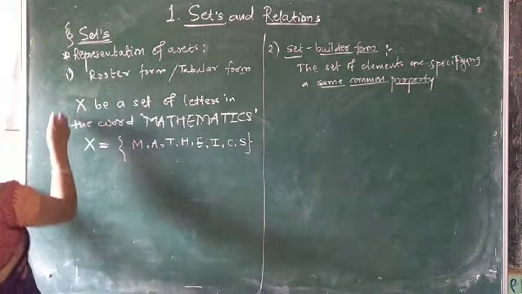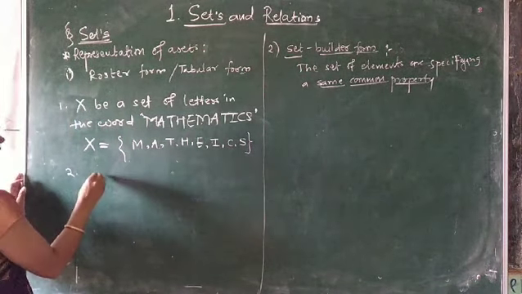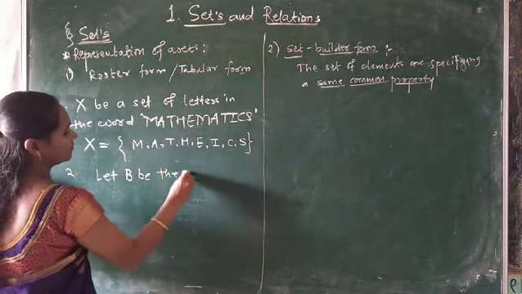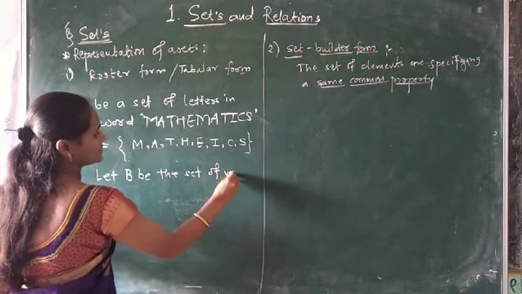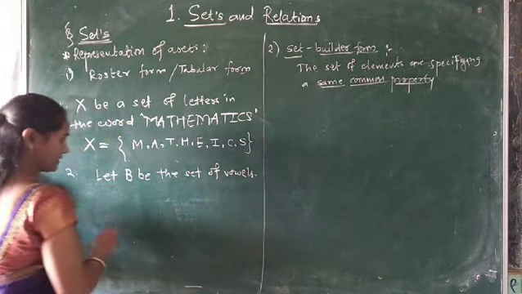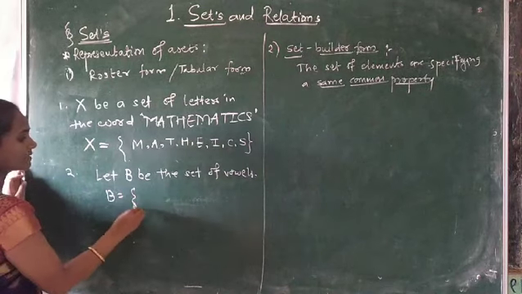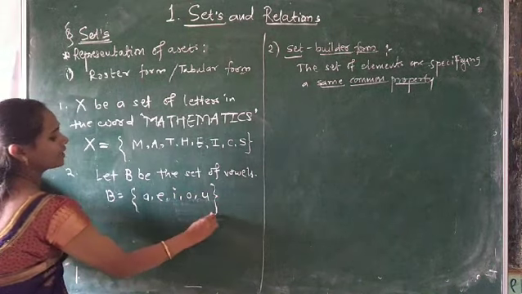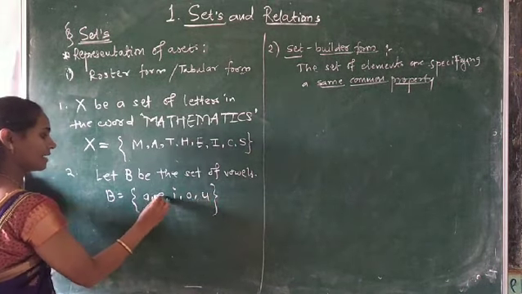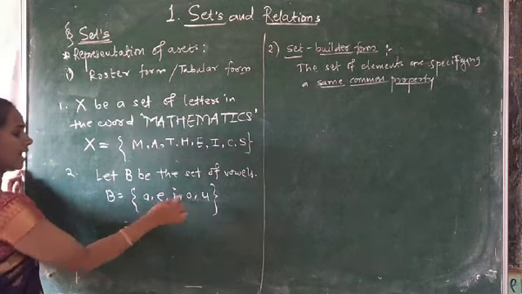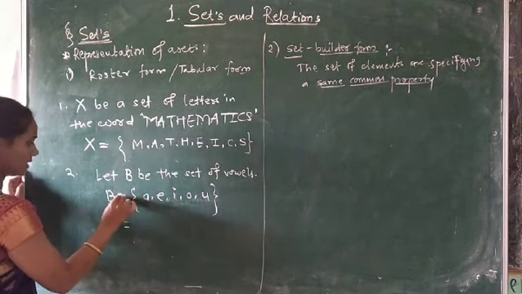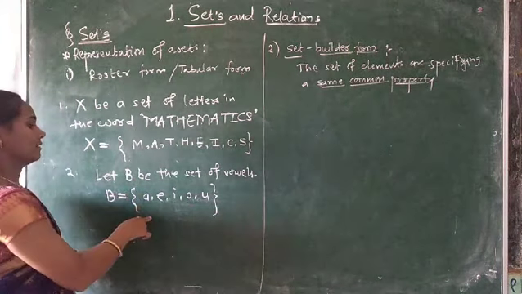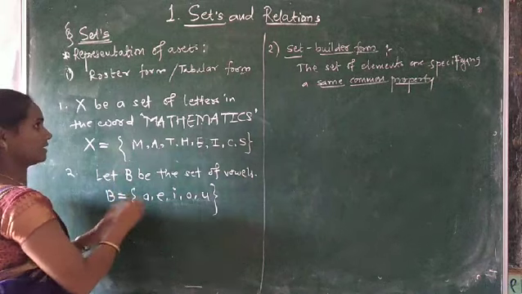Now next example we take here. Let B be the set of vowels. Then I am writing this set in roster form as vowels are A, E, I, O, U. Here order is not important. We can write in any order, right? E, I, O, A, U. Order is not important, but elements are important here. This is a set represented in roster form.